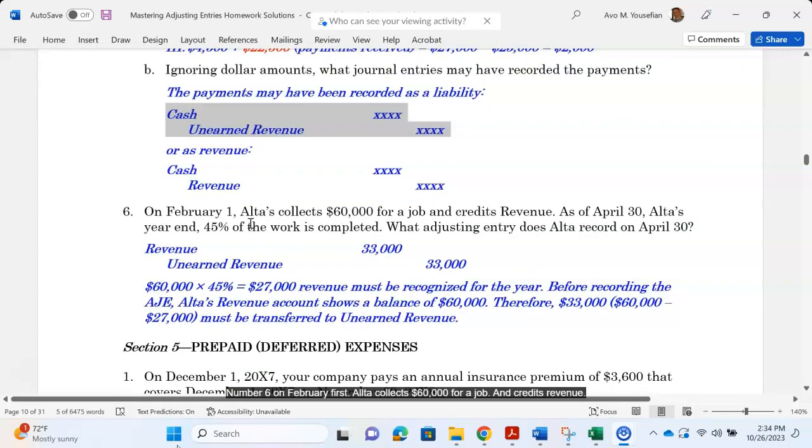Number 6, on February 1st, Alta collects $60,000 for a job and credits revenue. Okay, so do the T account, please. Debit cash, credit revenue, $60,000, post it to the T account. As of April 30th, Alta's year end, 45% of the work is completed. So 45% of this revenue that you recognize is completed, not 100%. So you have to adjust. What adjusting entry does Alta record on April 30th?